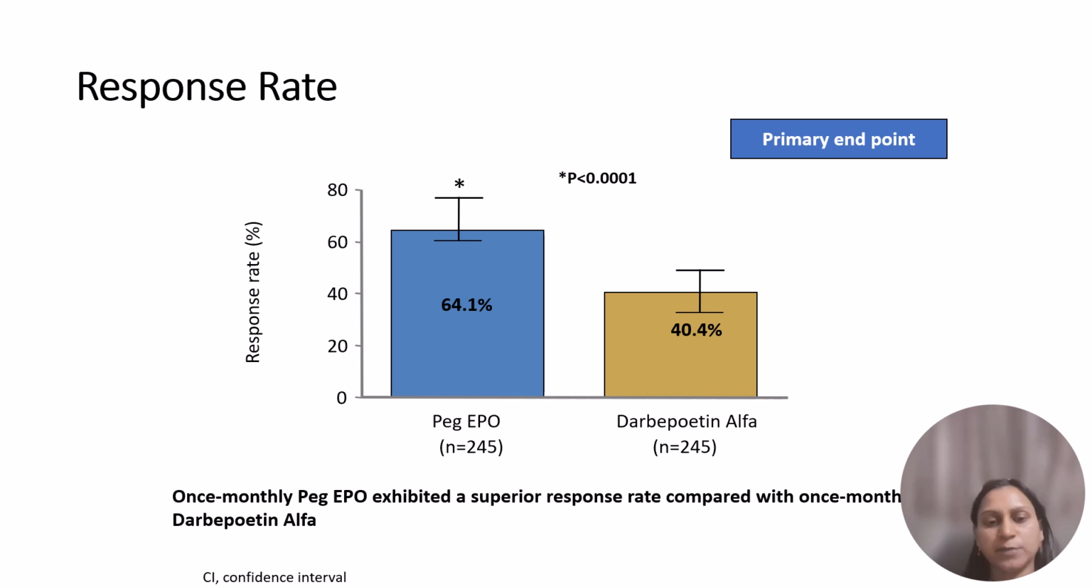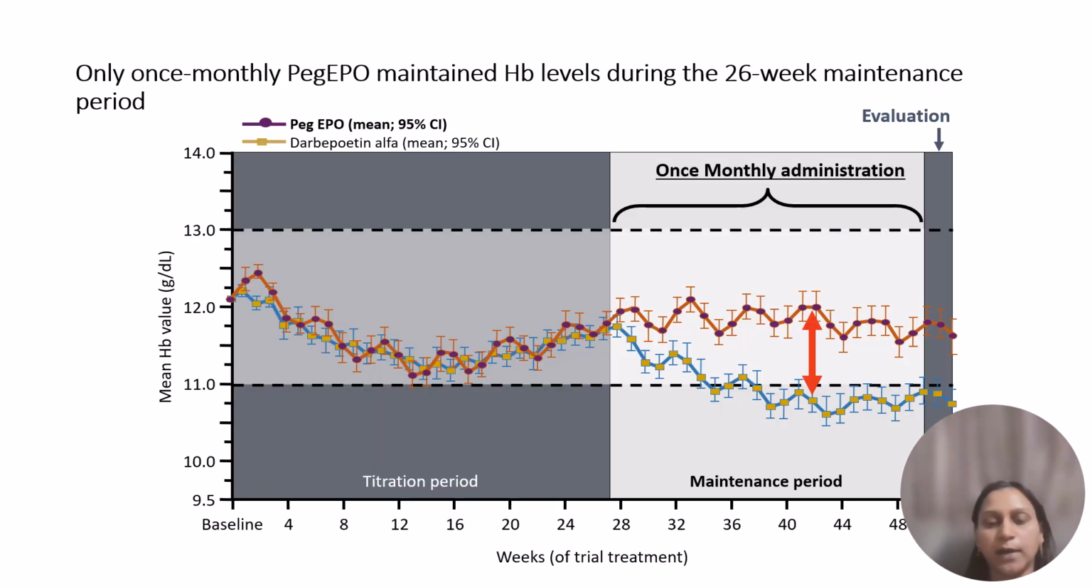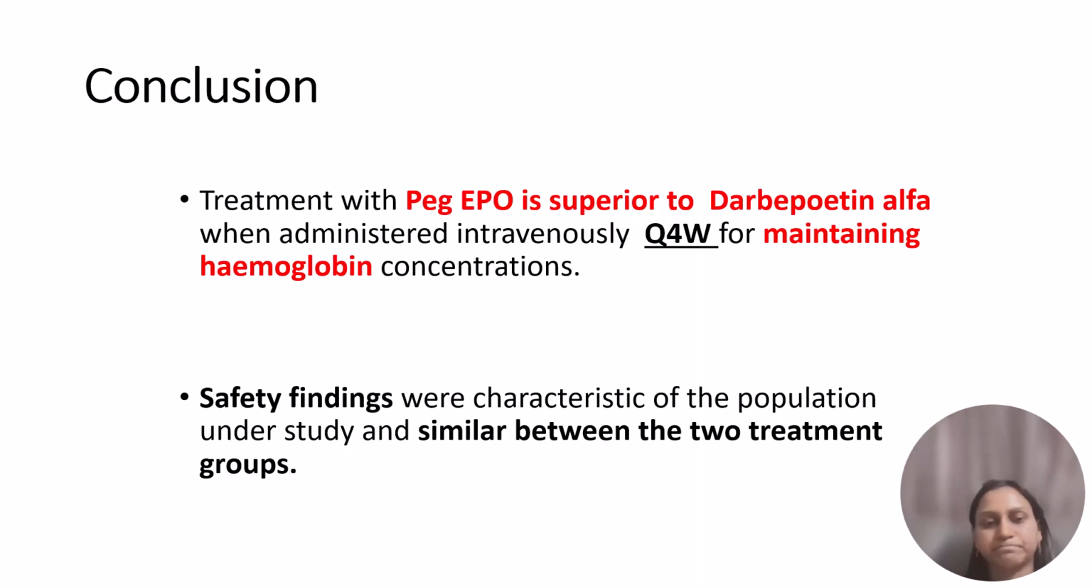The response rate is much better with pegylated EPO compared to darbepoetin alpha given once a month. So once a month pegylated EPO exhibited a superior response rate compared to once monthly darbepoetin alpha. Also, once monthly pegylated EPO maintained hemoglobin levels during the 26-week maintenance period as well. You can see that in the maintenance period, the hemoglobin levels in the DARBA group are falling down, whereas in the pegylated EPO group, it is remaining steady.